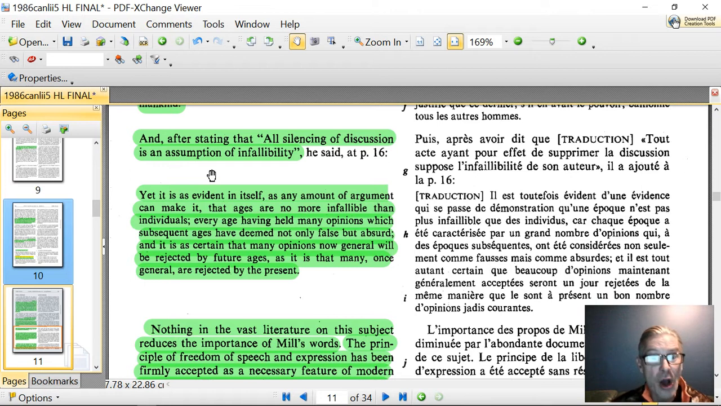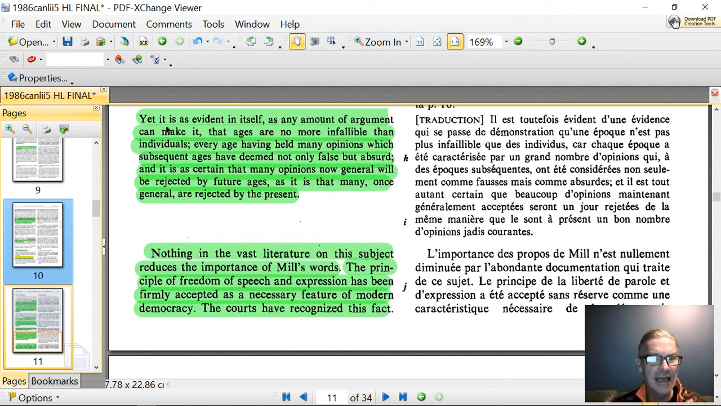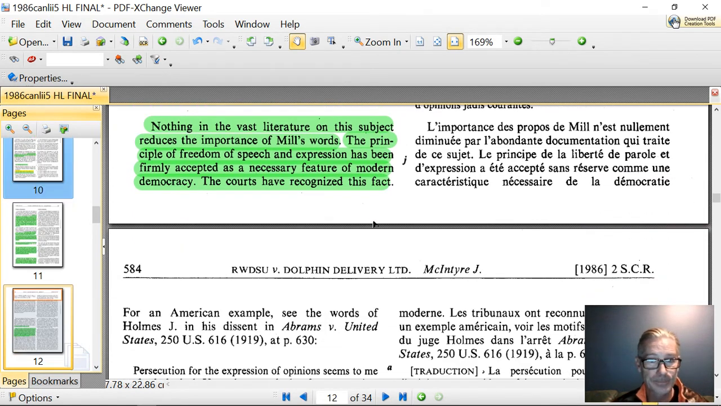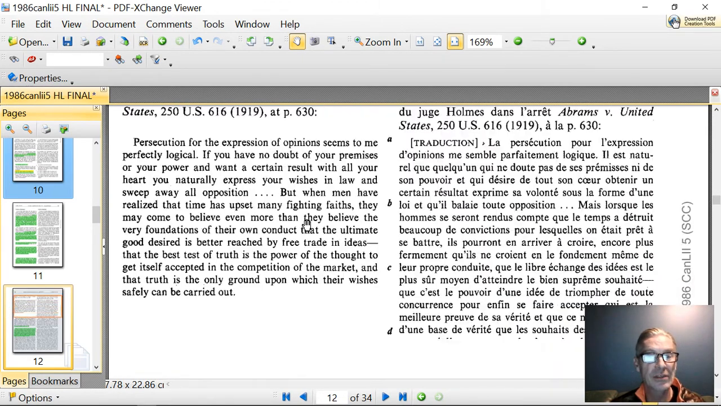And after stating that all silencing of discussion is an assumption of infallibility, yet it is evident in itself, as any amount of argument can make it, that ages are no more infallible than individuals. Every age having held many opinions which subsequent ages have deemed not only false but absurd. And it is certain that many opinions now general will be rejected by future ages, as it is that many once general are rejected by the present. Nothing in the vast literature on this subject reduces the importance of Mill's words. The principle of freedom of speech and expression has been firmly accepted as a necessary feature in modern democracy. The courts have recognized this fact.